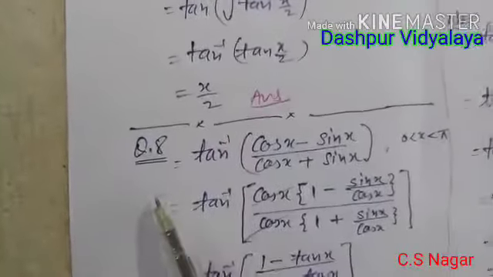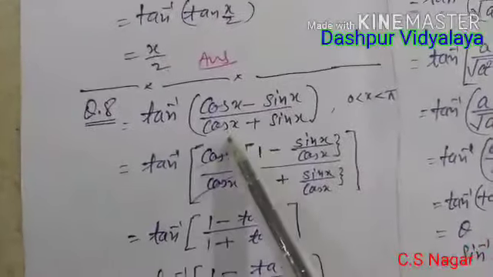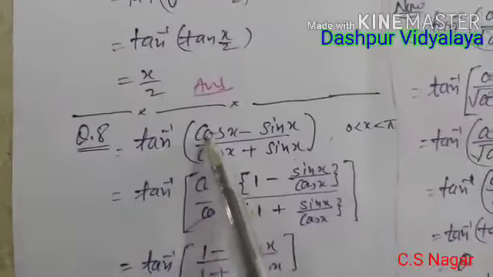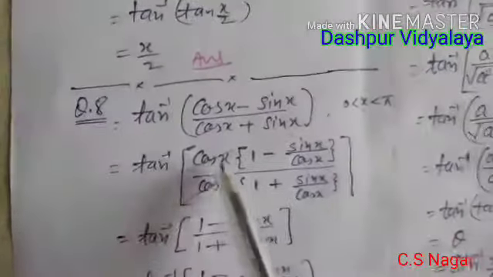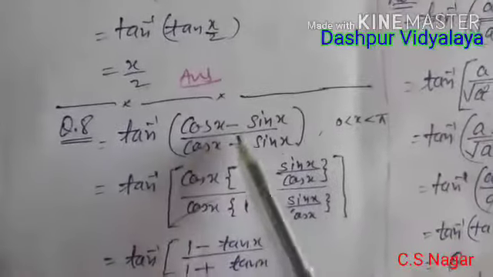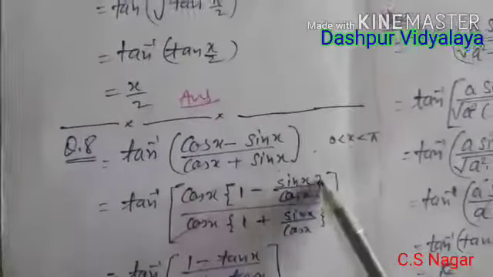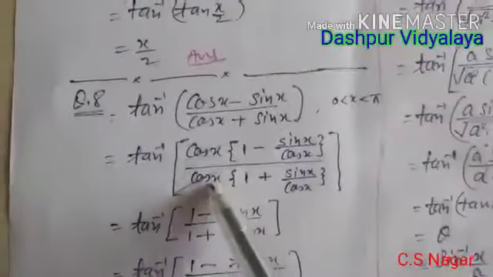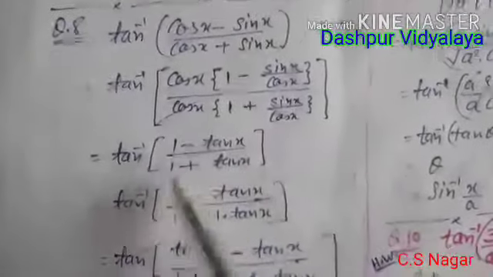Now, next question number 8. Tan inverse cos x minus sin x upon cos x plus sin x. In this question, from the numerator common out cos x, and from the denominator also common out cos x. So when we common out cos x from the numerator, only 1 remains from here, this is minus sign, and in this term cos x is not present, so write sin x upon cos x, and same in the denominator. So cos x cancels out, 1 minus sin upon cos, that is tan, so 1 minus tan x upon 1 plus tan x.